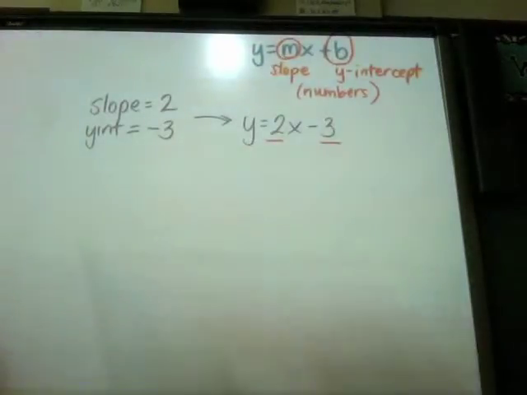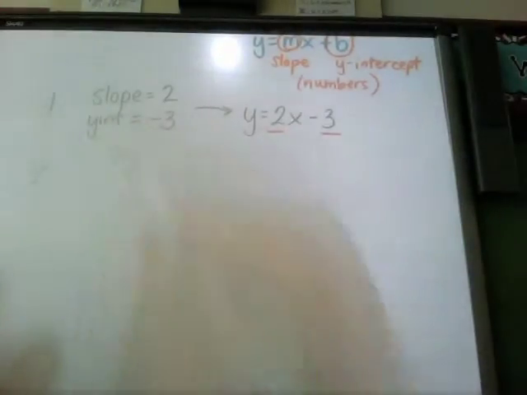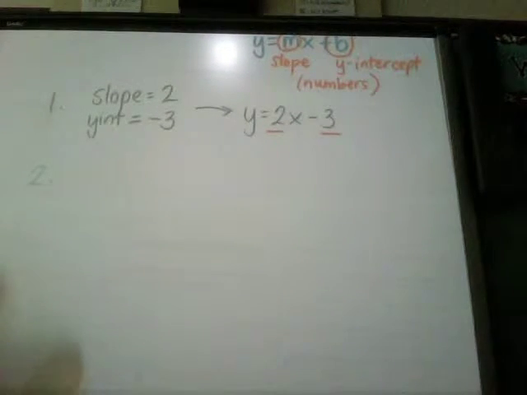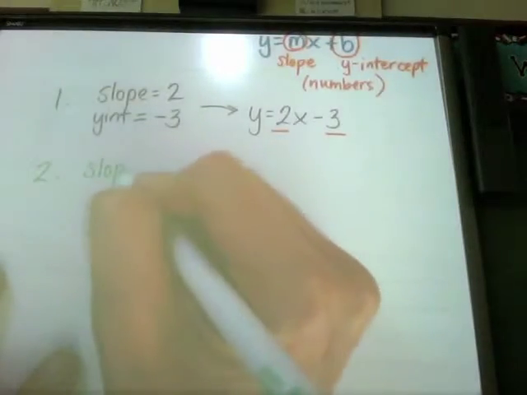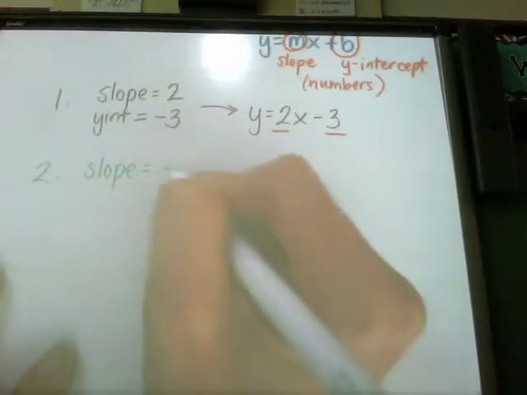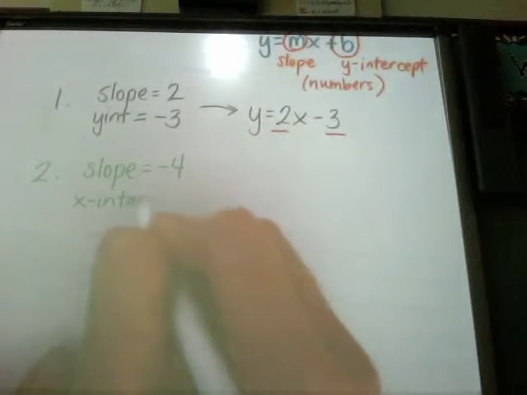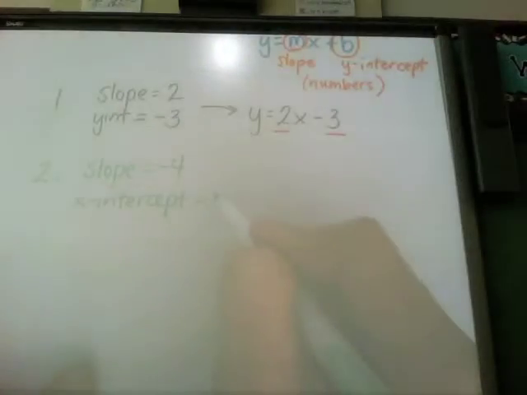There was one example. Next example. Now I'm just writing the information. They just kind of say what the slope is. Now, slope of negative 4. Now be careful here. The x-intercept. What? We haven't talked about that. X-intercept of 3.